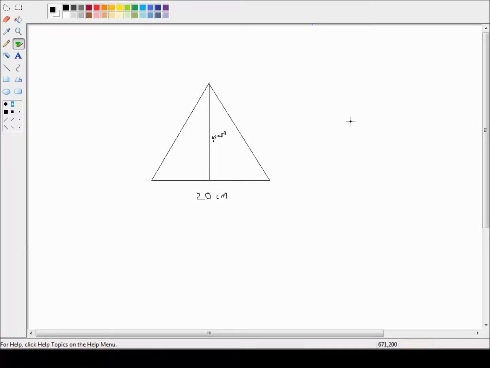Okay, in the case of this triangle, we're given the base and we're given the height, but we're told nothing about the other two sides and we're not given anything about the angles. So in this case the best formula to use is area is equal to half base times height.